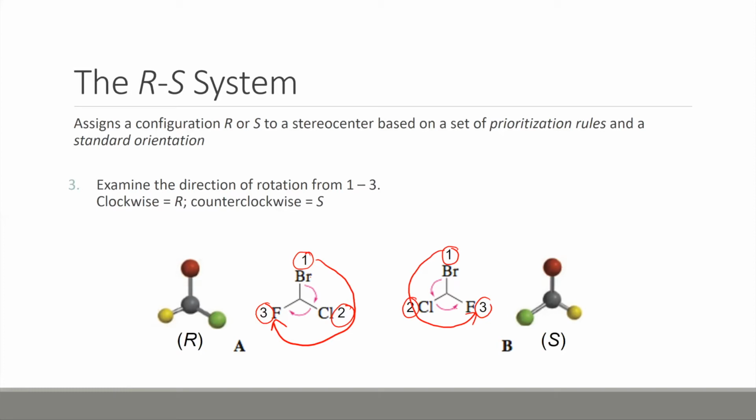Now, once you have drawn that arrow connecting 1, 2, and 3, you can decide if it is an R or an S configuration. Remember, R is clockwise and S is counterclockwise. So molecule A has an R configuration and molecule B has an S configuration. So these are enantiomers, they're chiral, and you'll always see that the mirror image of an enantiomer will be the opposite configuration. So if one is R, the other is always S.